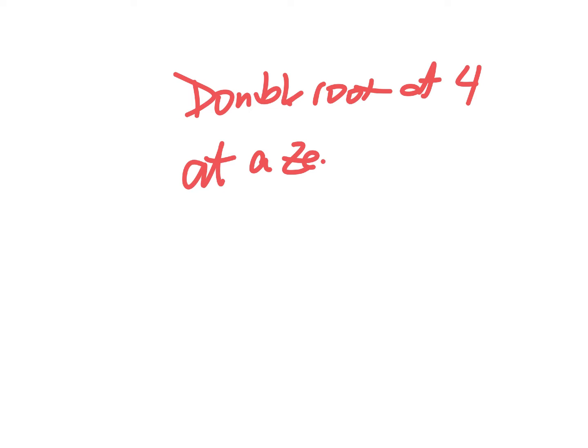A zero of 6. What the heck is that? If I said a zero is 6, doesn't that mean that the x-intercept is 6? If a zero is 6, one of the zeros is 6, that means one of the x-intercepts is 6, right? Okay. At a zero of 6, it passes through.